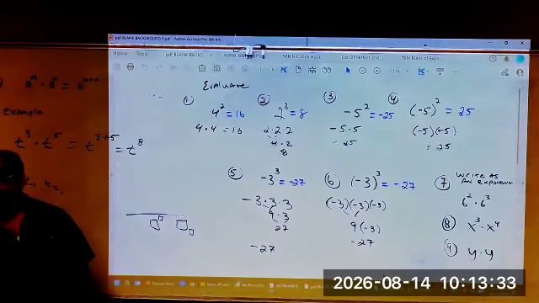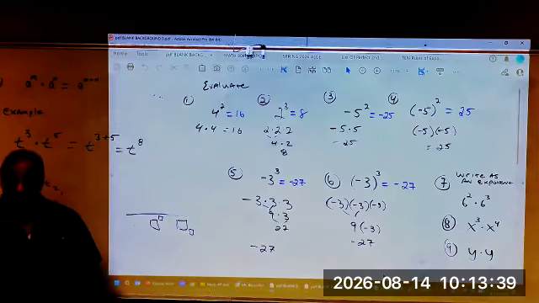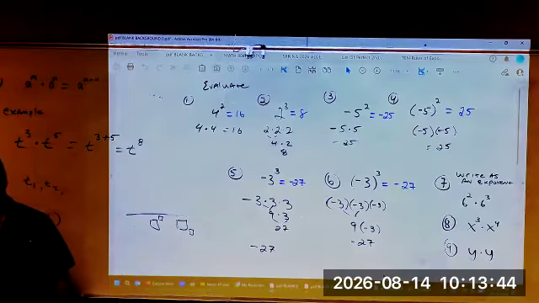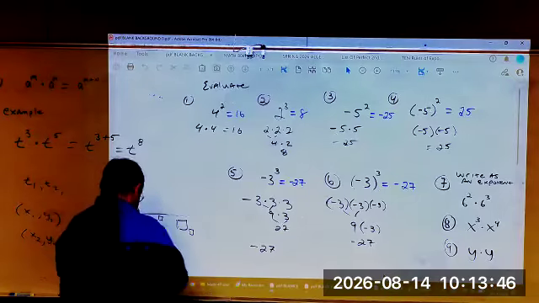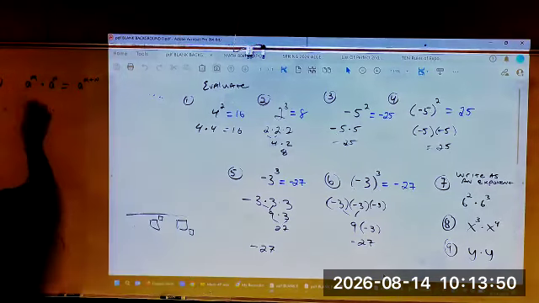All the products coming through. If you raise a negative to an odd power, it's always going to be a negative. And if you raise a negative to an even power, it's going to be a positive. Exactly right. Here's the rule.